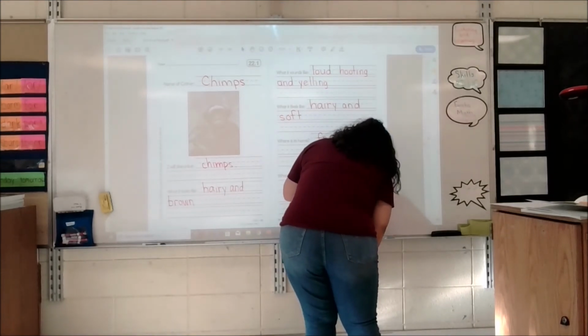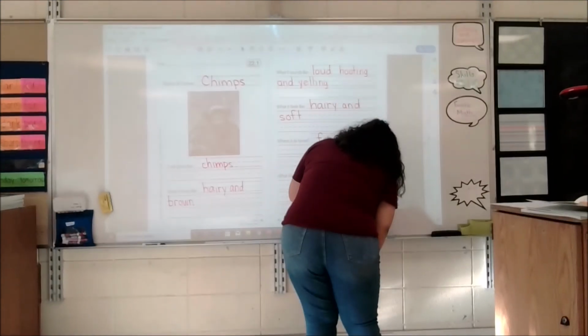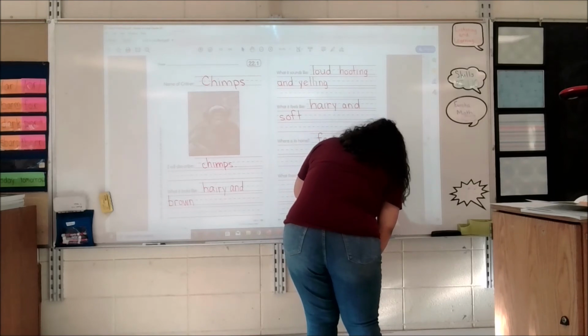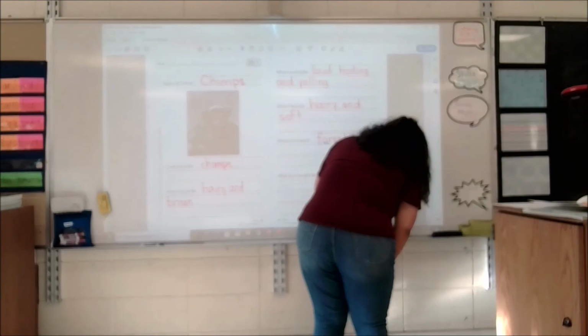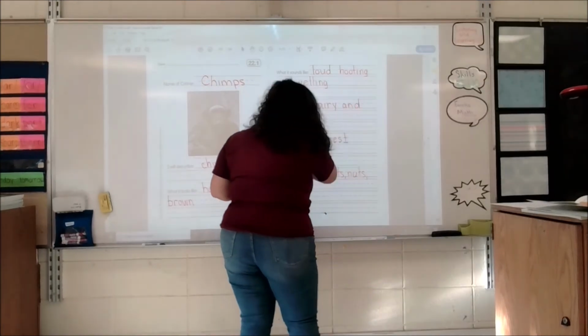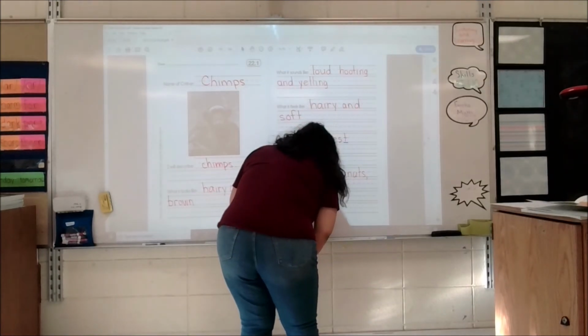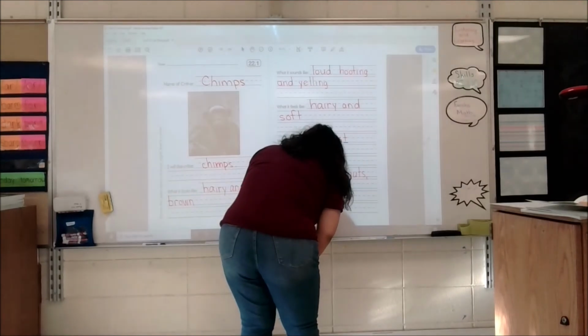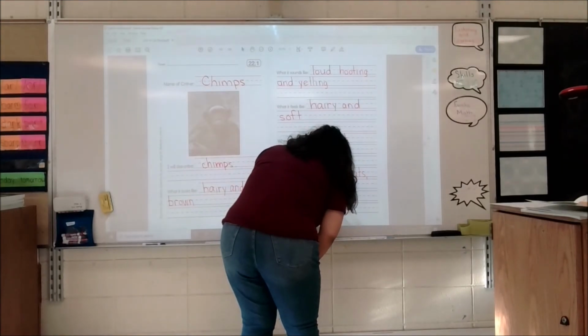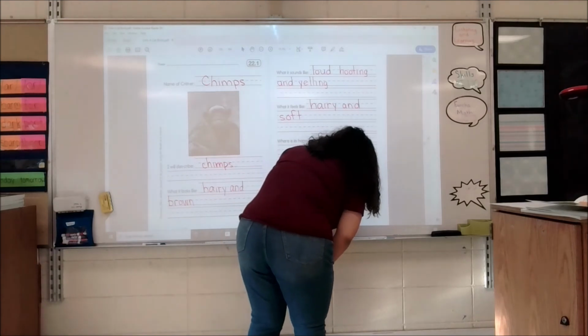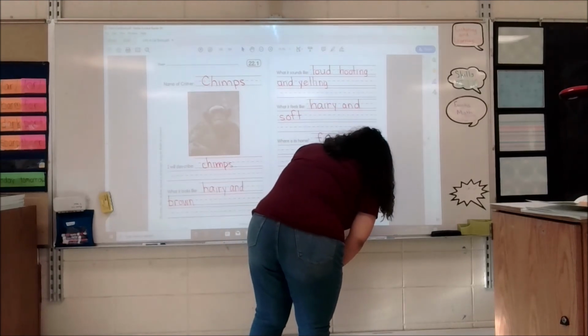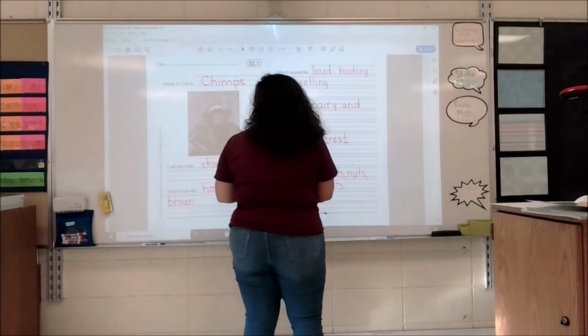Plants. Nuts. Seeds. And ants. We have to check a couple pages, but we got that information from this. The food they would like.